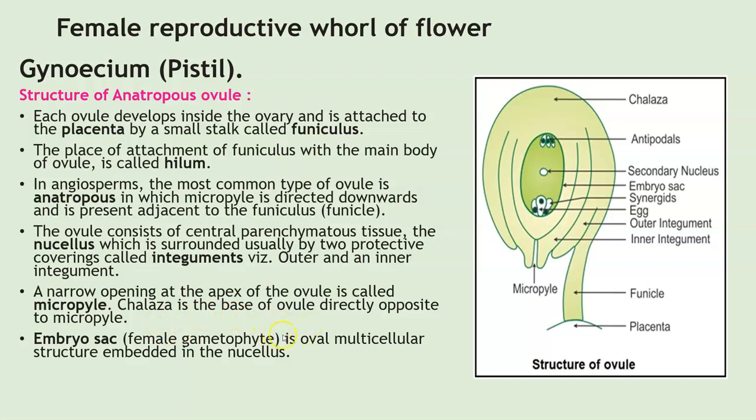Chalaza is the base of the ovule and it is directed opposite to the micropylar end. This region is called the chalaza or the chalazal region. It is always opposite to the micropylar region.